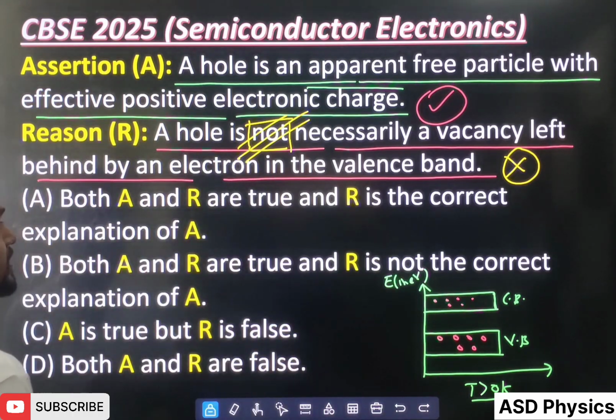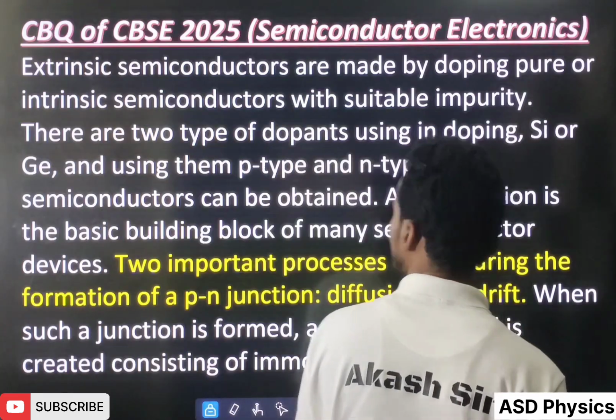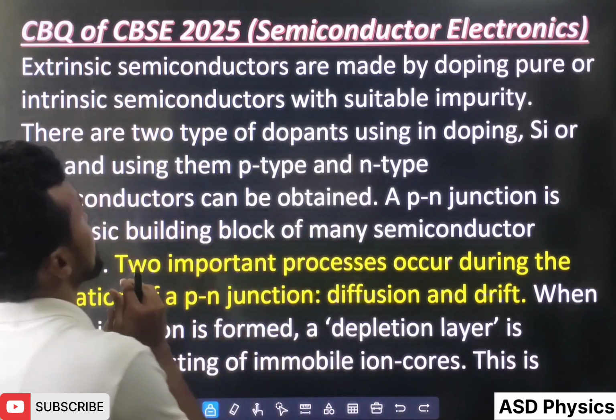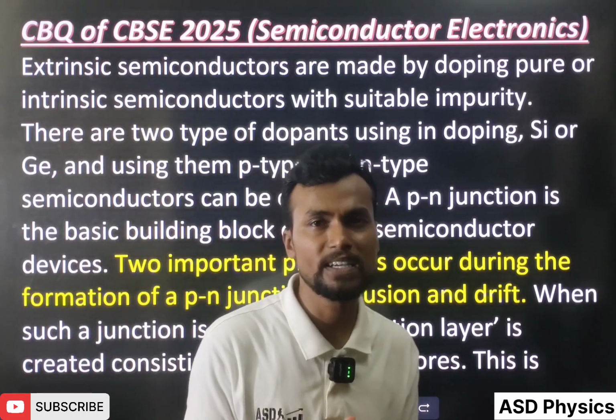So which option is correct here? A is true, R is false. The correct option is here, Option C is the answer. Great. Next one, students, we came to the case-based questions, and this is from semiconductor electronics.